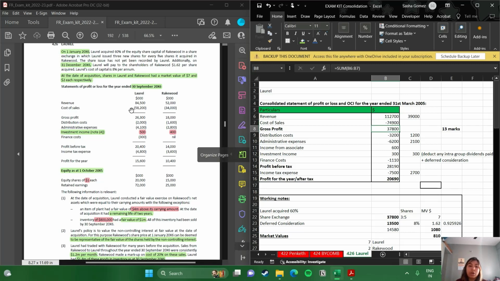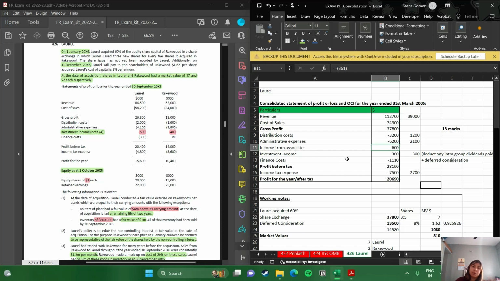Then your distribution cost. Everything should be time apportioned. So include all of these amounts at full value and time apportion them. The distribution cost in the question is 1,600. If you time apportion it, it is 1,200. So 2,000 plus your 1,200. This minus 1 I've added just to make the values negative, so I can use the sum function. Administrative expenses, same thing. Then you include your income from associate.